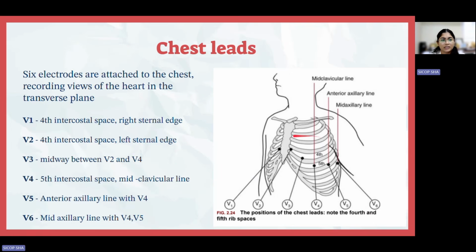Looking at the chest leads, there are 6 electrodes which are attached to the chest. We have V1, which is placed on the 4th intercostal space, right side. V2 is placed on the left intercostal space near the sternal edge. V5 is placed in the mid-clavicular line. And then V4 is placed in between V3 and V5. And lastly, we have your V6, which is placed in the mid-axillary line.